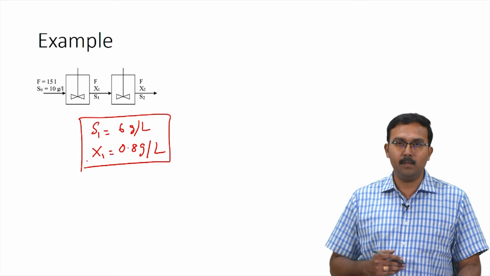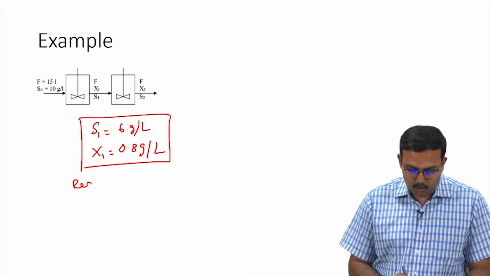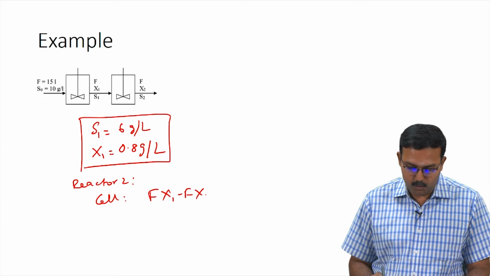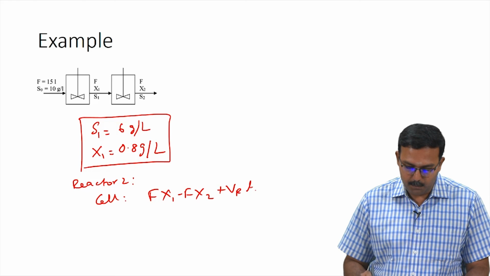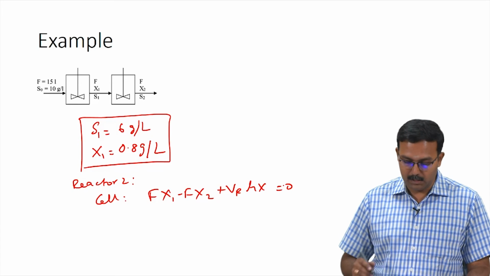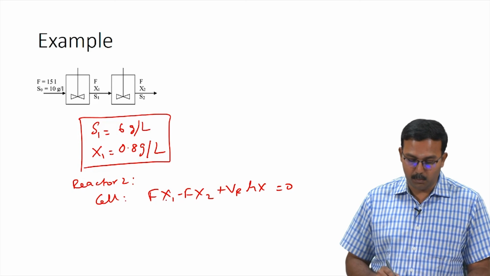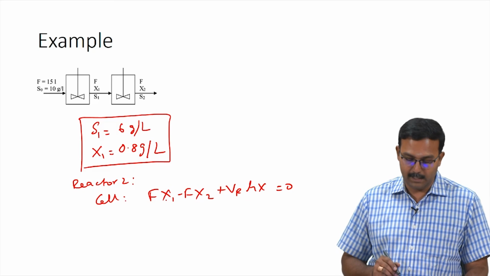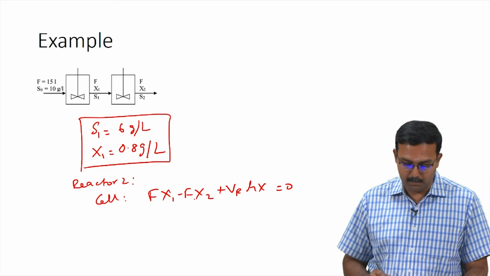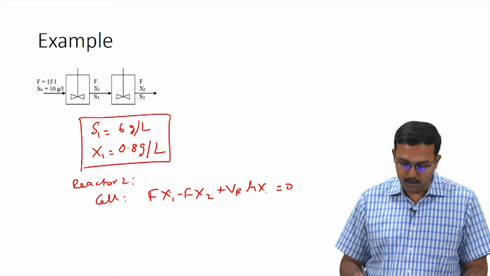Now, let us write the balance equations for the second system, the reactor 2. We can write a cell balance. The cell balance would be Fx1 minus Fx2 plus Vr mu x equals 0. Here we are assuming there is no cell death or accumulation because it is steady state. So, we have an inlet biomass concentration coming in terms of x1. Fx1 is the biomass entering the system, Fx2 is the biomass leaving the system, and Vr mu x is the biomass which is being generated. So, this would be mu x2.